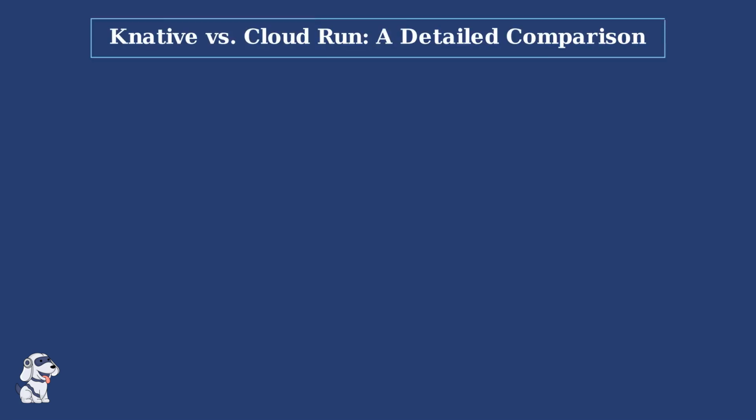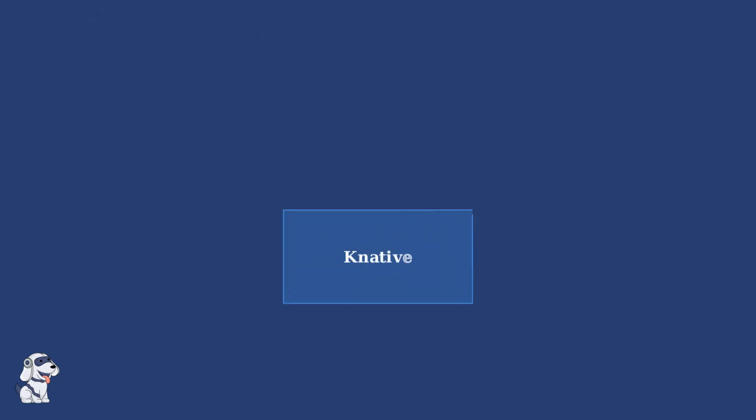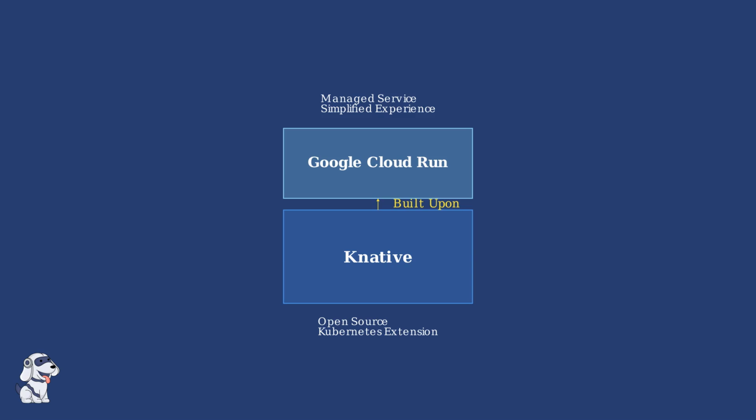Understanding the relationship between Native and Google Cloud Run is crucial for making informed decisions about serverless deployments. While they're related, they serve different needs and offer different levels of control. First, let's understand the fundamental relationship. Google Cloud Run is actually built upon Native. Think of Native as the foundation and Cloud Run as a simplified managed service layer on top.